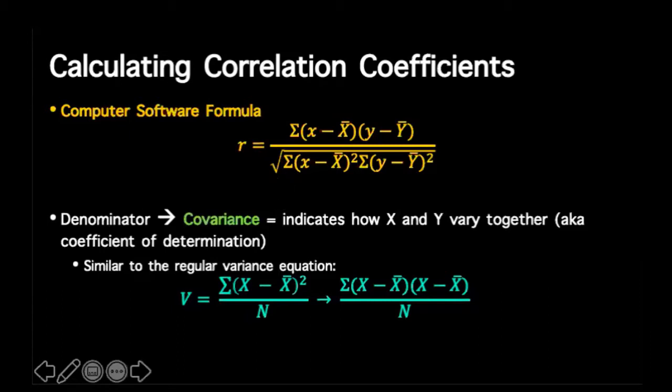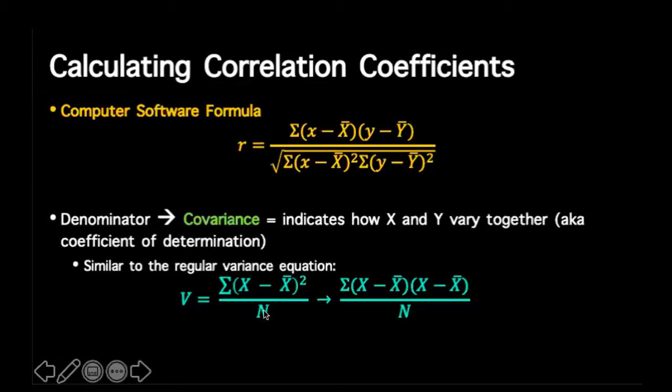What I do want to point out, though, is that there's a denominator in this computer calculation that represents covariance, which is an important topic we're going to talk about today. This covariance indicates how much x and y vary together. We also refer to covariance as the coefficient of determination. Again, you don't need to know this equation.